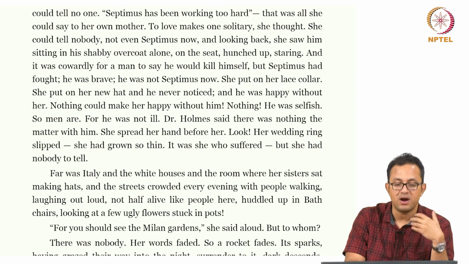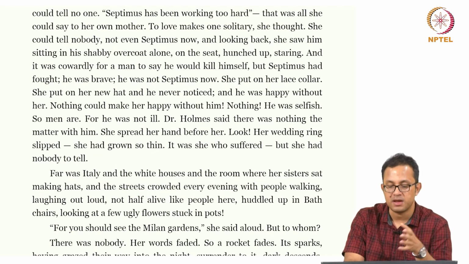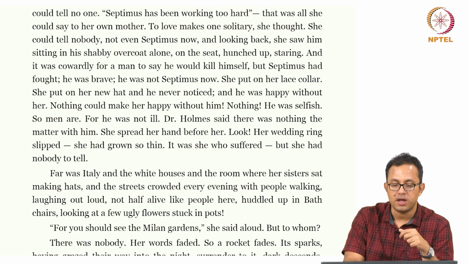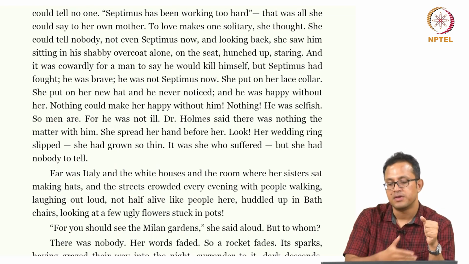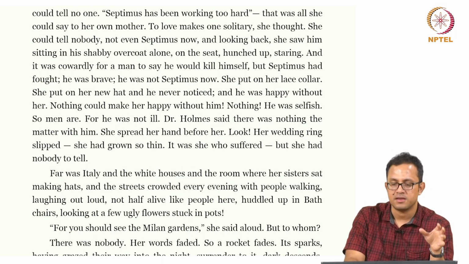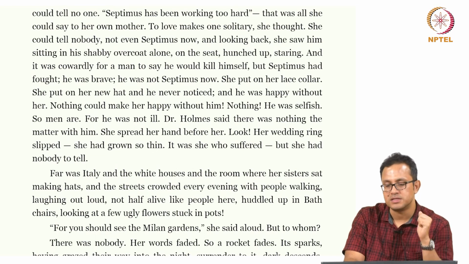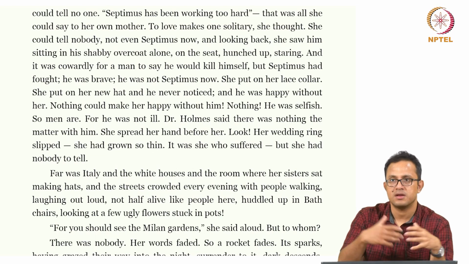And we are also told: far was Italy and her white houses and a room where her sisters sat making hats, and the streets crowded every evening when people walking, laughing out loud, not half alive like people here, huddled up in bath chairs, looking at a few ugly flowers stuck in pots. So this image of this very abundant, fertile, vibrant Italy compared to this very pale and almost anemic London is something which Razia conjures in her mind, and that obviously accentuates the alienation as an Italian woman in a post-war London, with a very, very medically ill husband who doesn't have any connection to the world around him.